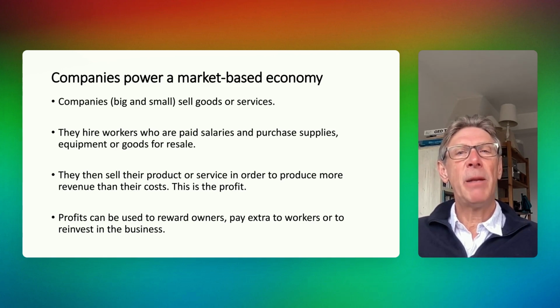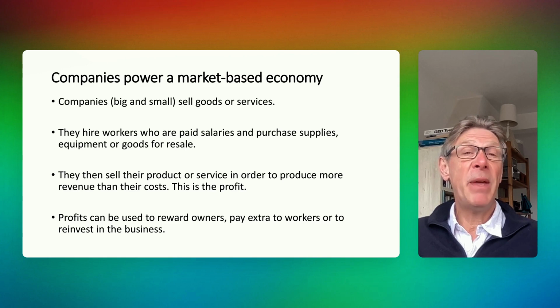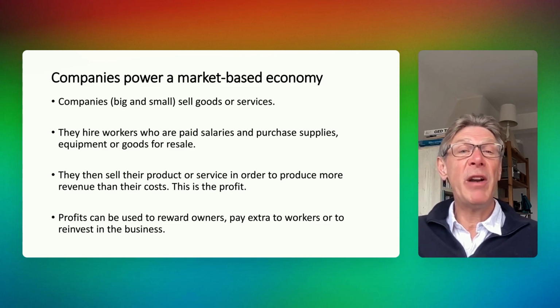So in a market-based economy, like in the UK or in the US, the companies, whether they're big or small, will sell goods and services. They will hire people and pay them salaries. They will buy raw materials. They'll buy equipment. Or maybe they'll simply buy goods that have already been made. A car showroom will buy a car that's already been made, and then the store will simply sell it. A shop will resell goods.